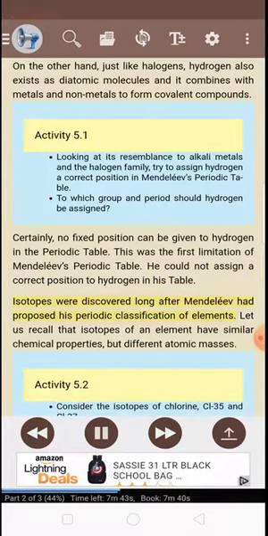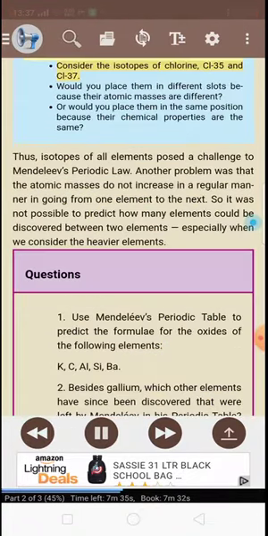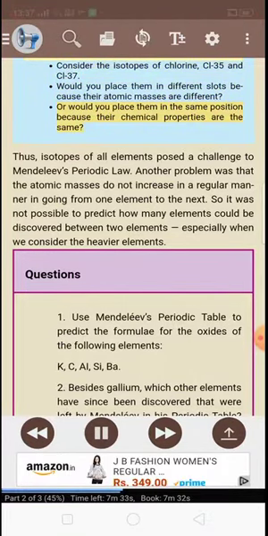Isotopes were discovered long after Mendeleev had proposed his periodic classification of elements. Let us recall that isotopes of an element have similar chemical properties but different atomic masses. Activity 5.2. Consider the isotopes of chlorine, Cl-35 and Cl-37. Would you place them in different slots because their atomic masses are different? Or would you place them in the same position because the chemical properties are the same? Thus, isotopes of all elements posed a challenge to Mendeleev's periodic law.